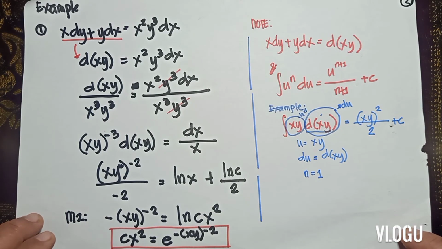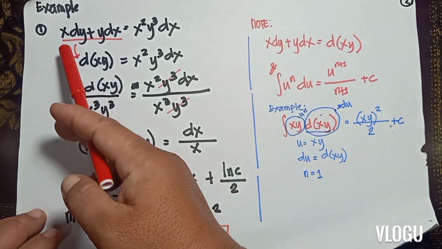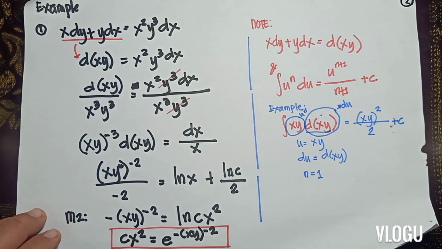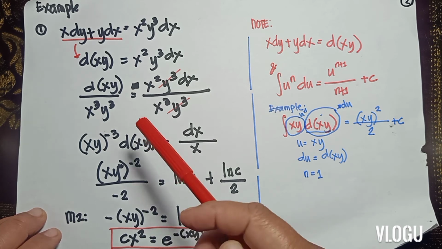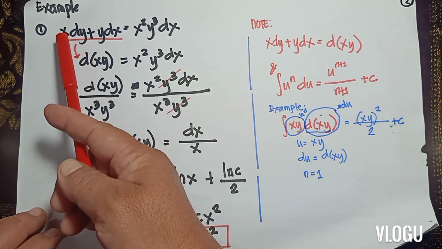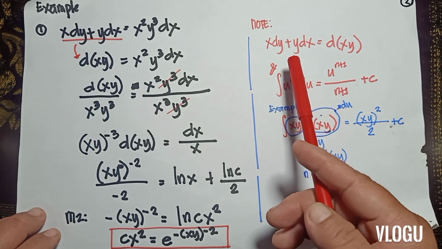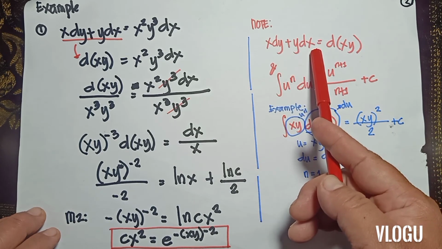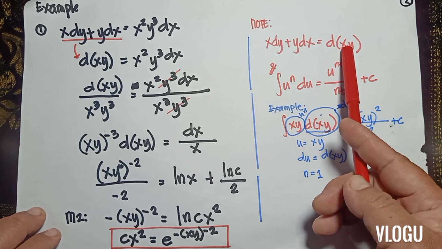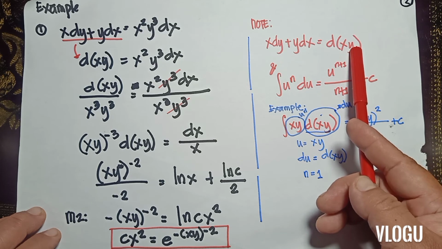Okay, the next is our first example. We are going to evaluate x dy plus y dx equal to x squared y cubed dx. So this is now the form of the given. We are going to solve by exact differentials. Here, x dy plus y dx is a form of the derivative of xy, from our formula.